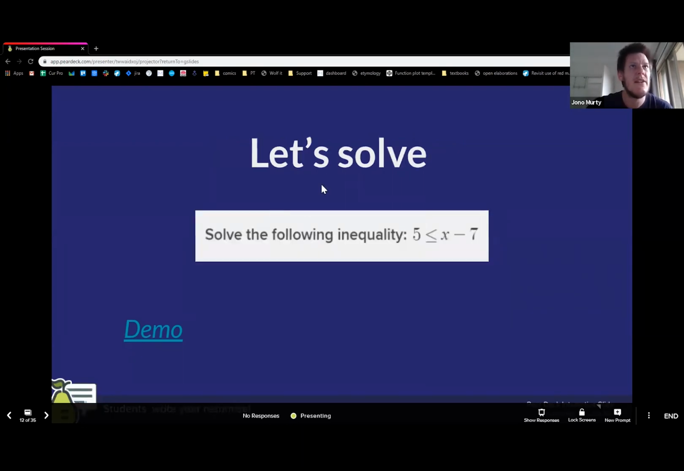Okay, next one. So now we're just solving what looks like one of the linear equations we're used to, except now we've got to worry about this symbol here. So 5 is less than or equal to x minus 7.